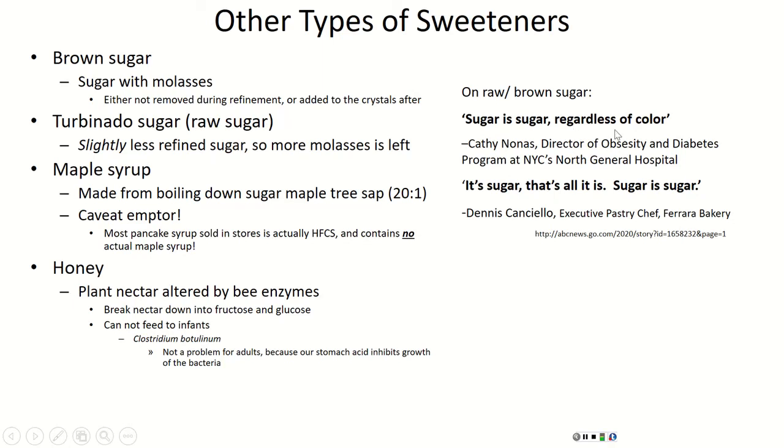Here's what the experts say on brown sugar. Sugar is sugar, regardless of color. That's from Kathy Nonas, Director of Obesity and Diabetes Program at New York City's North General Hospital, and then even a pastry chef. It's sugar. That's all it is. Sugar is sugar. So the experts concur. Brown sugar, or sugar in the raw, it's no better for you than regular table white sugar. Exactly the same.